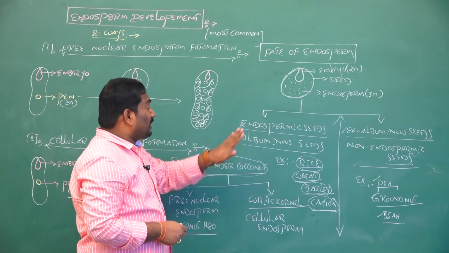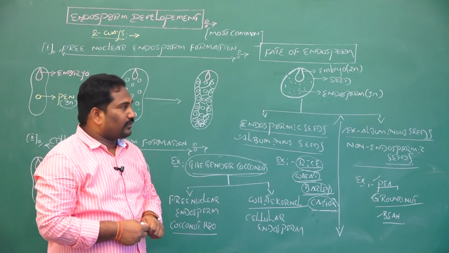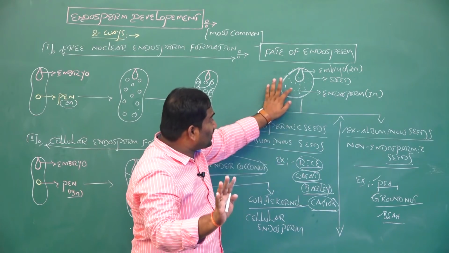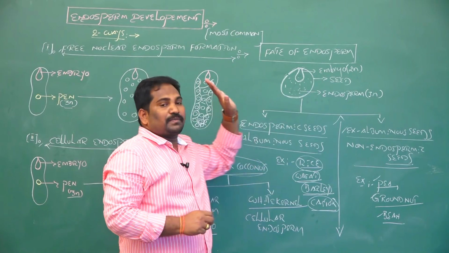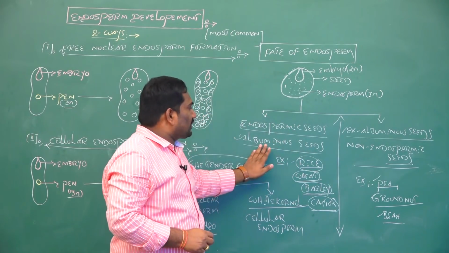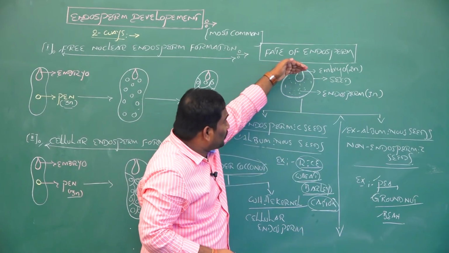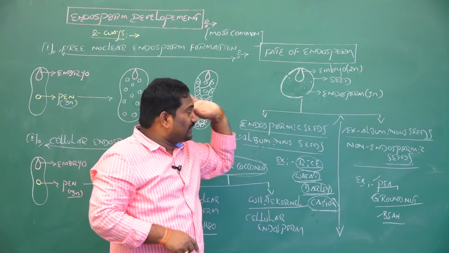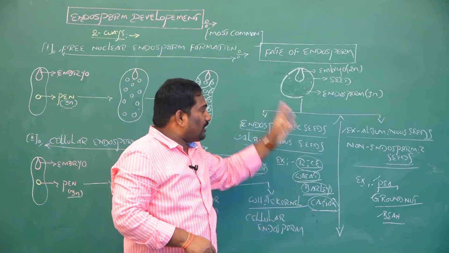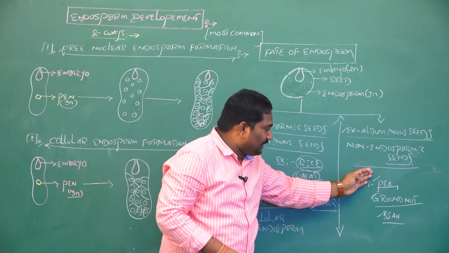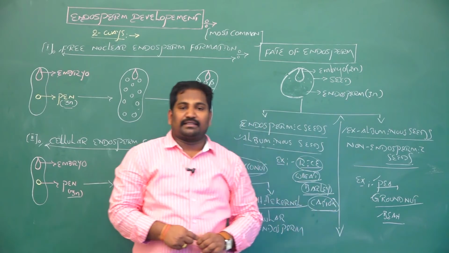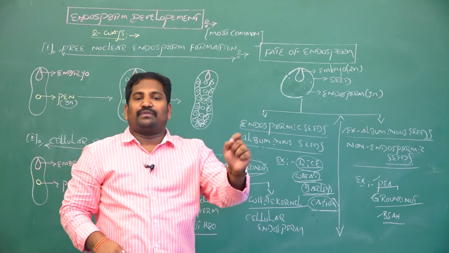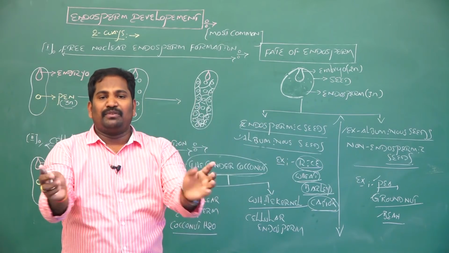Sir, what are albuminous or endospermic seeds? Even after maturation of the embryo, if endosperm is still present in the seed, it is called endospermic seeds or albuminous seeds. Before maturation of the embryo, if endosperm is completely consumed in the seeds, they are called ex-albuminous seeds or non-endospermic seeds. Example, pea seeds, groundnut seeds, bean seeds. This is one of the first post-fertilization events in a flowering plant, that is endosperm formation.